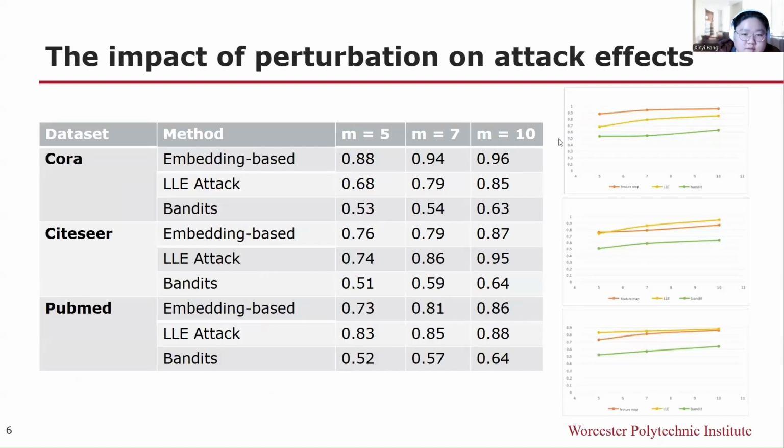We also analyze the impact of perturbations. The orange line shows the result of embedding-based method. The yellow line shows the result of LE attack. The green line shows the result of bandits. We can see that the result of all of the three methods increases on all the three datasets as the number of perturbations increases. And embedding-based method and LE attack both surpass the performance of bandits.